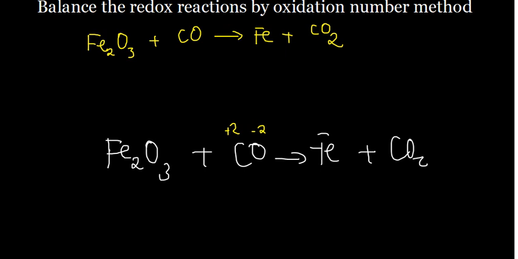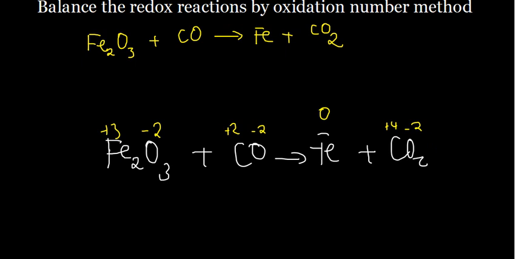And then oxygen, we know that is negative 2. We found that iron is going to be positive 3, and oxygen here is negative 2. So 2 times negative 2 is negative 4. You take the negative 4, the other side becomes positive 4, because the charge is supposed to add up to 0. So iron here is 0.